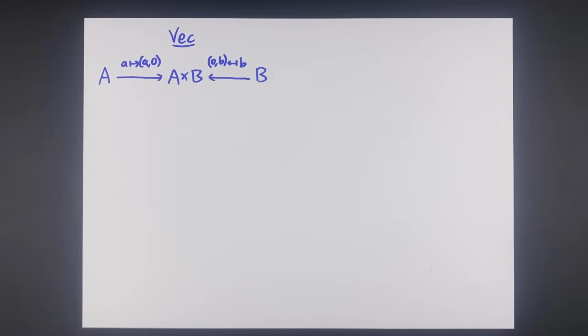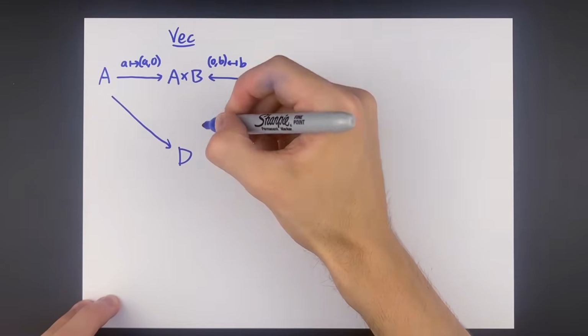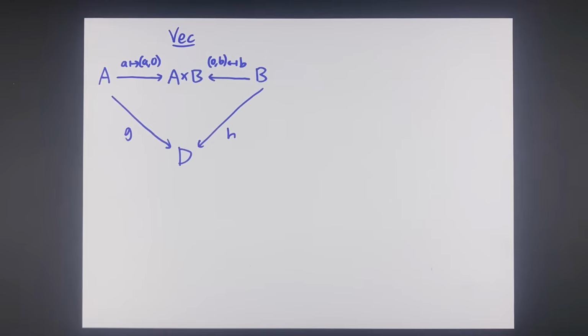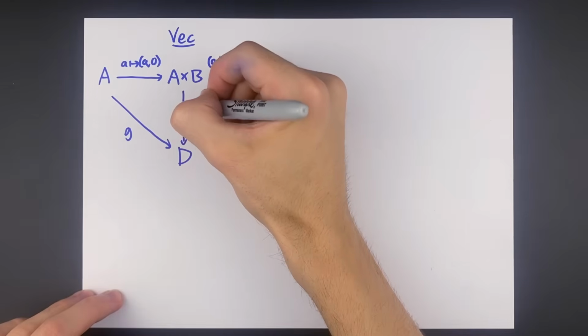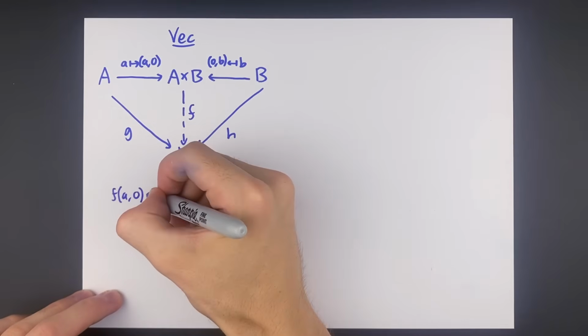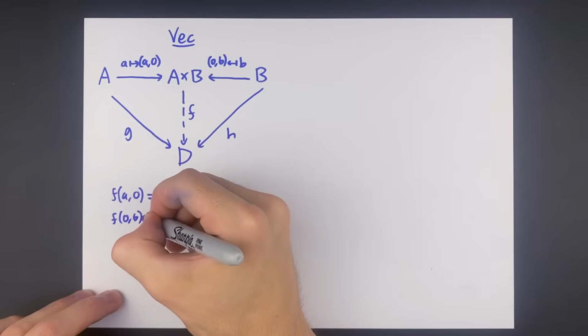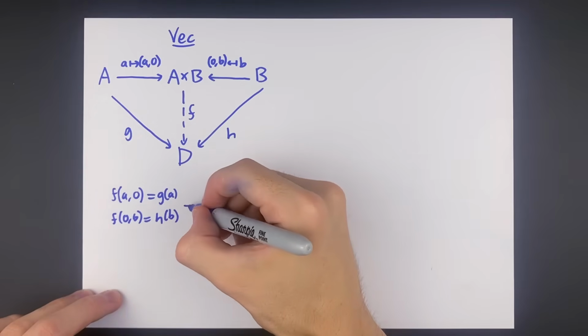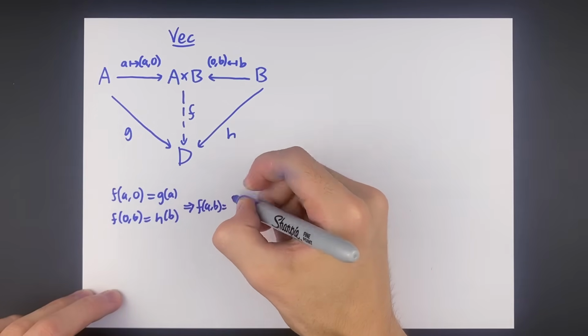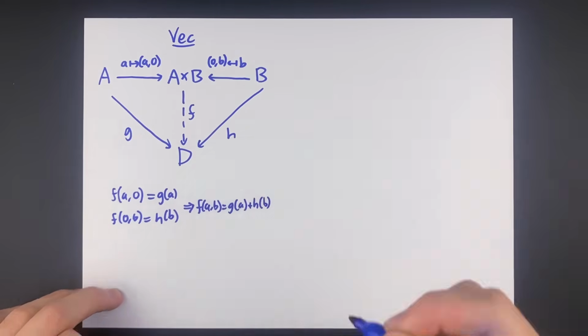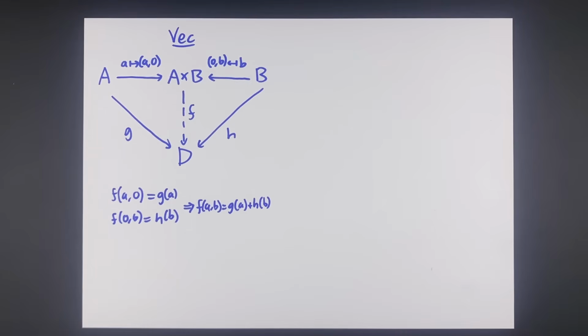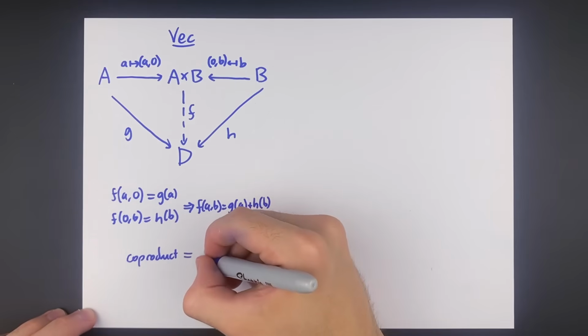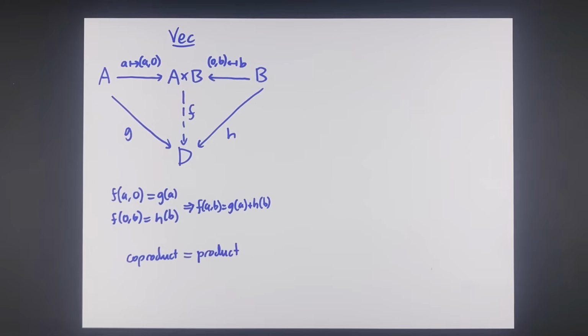Let's say that there's another vector space D with maps G and H going from A and B to D. A function from A cross B to D, making this diagram commute, must send (A, 0) to G(A) and (0, B) to H(B). But this function must also be linear, so we can sum these to show that (A, B) must be sent to G(A) plus H(B). That means this function is the unique possible function and universality holds. So in Vec, all products and coproducts exist, and they are the same.